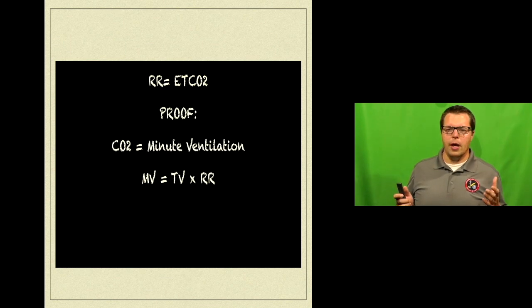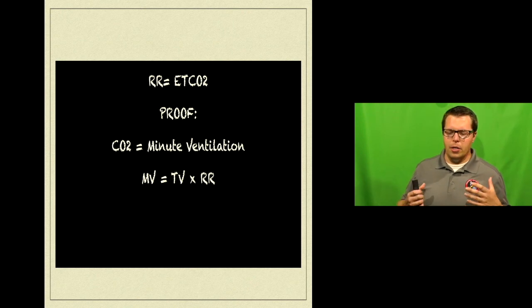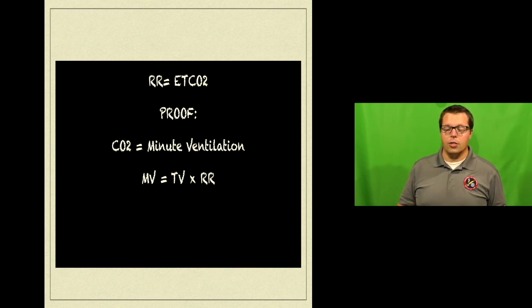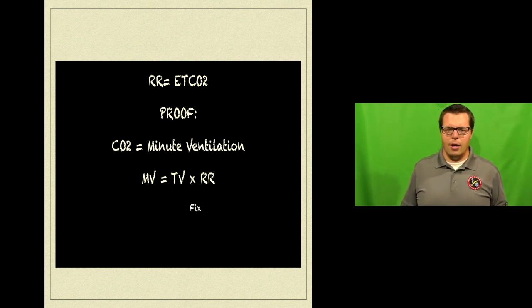So the proof is your CO2 level, your concentration of CO2 in your blood, is determined by how much volume goes in and out of your lungs on a minute-by-minute basis. So your minute ventilation, that's how much air actually goes in and out of your lungs. And that's determined by the tidal volume, which we've already set, and your respiratory rate. So how much at a time and how many times a minute, that gives you the minute ventilation.